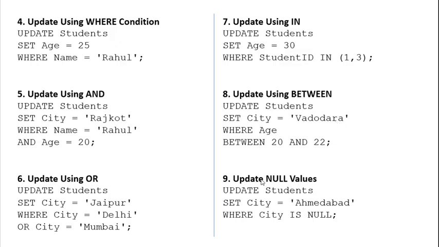Ninth is updating NULL values. UPDATE student SET city = 'Ahmedabad' WHERE city IS NULL; semicolon. So wherever the city value is NULL, it is set to Ahmedabad.